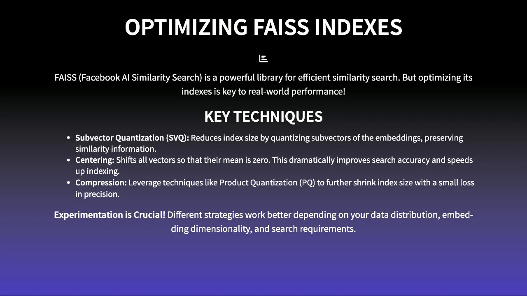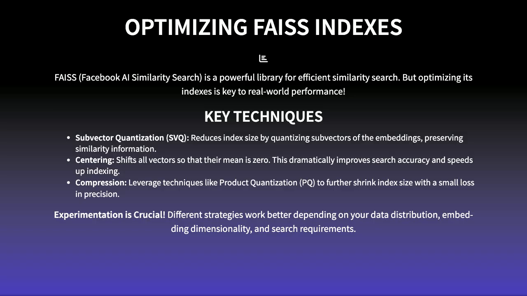Let's talk about getting the most out of Faiss. It's a fantastic tool for searching through vectors, but it can be resource intensive if not optimized correctly. One really important technique is centering your data, shifting everything so that its average value is 0. This makes searches much more accurate and surprisingly speeds up the indexing process too.